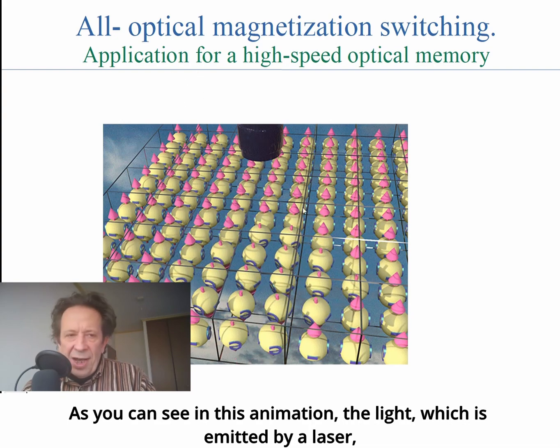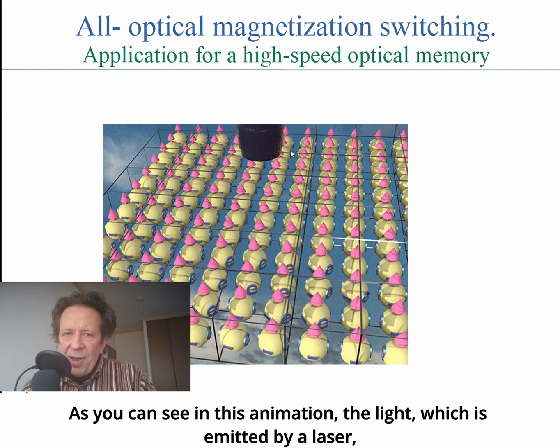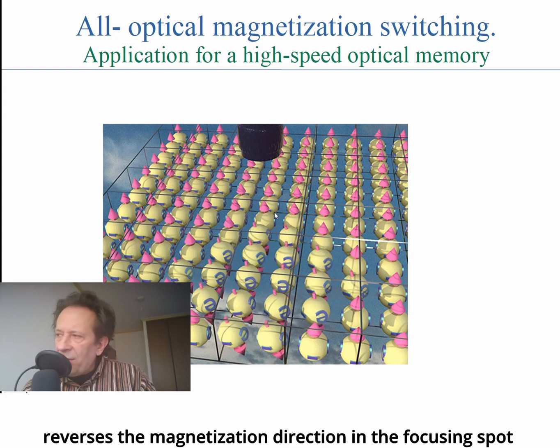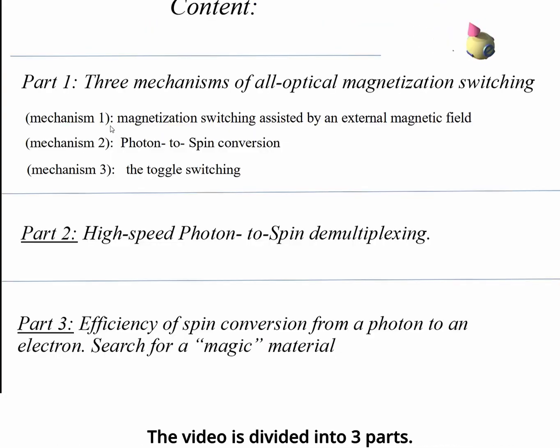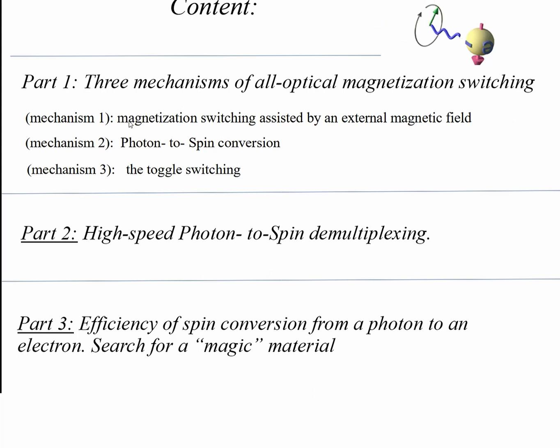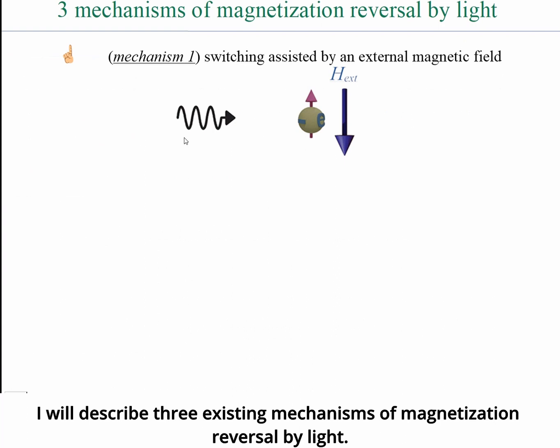As you can see in this animation, the light which is emitted by a laser reverses the magnetization direction in a focusing spot. The video is divided into three parts. In this part, I will describe the details of three known mechanisms of all-optical magnetization reversal, which are magnetization switching assisted by external magnetic field, photon-to-spin conversion, and the toggle switching. I will describe three existing mechanisms of magnetization reversal by light.